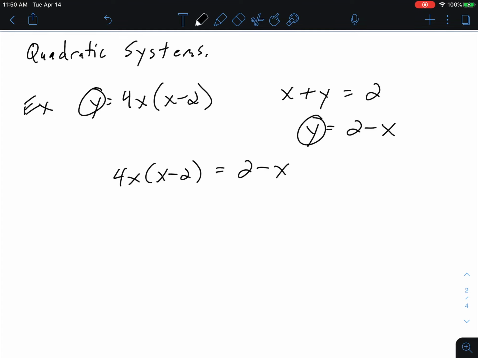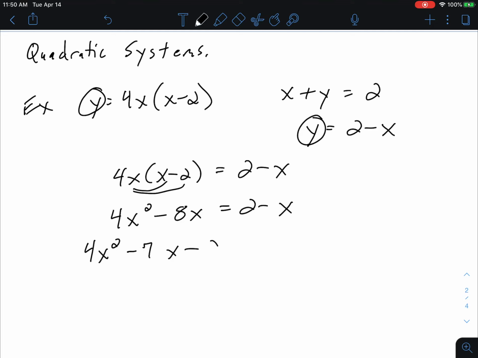Okay, and now since we're going to be combining, you're going to want to multiply out. So that's 4x squared minus 8x equals 2 minus x. Once you see that squared, probably pull everything onto the same side. So 4x squared, add the x, subtract the 2, and now you are ready to solve.